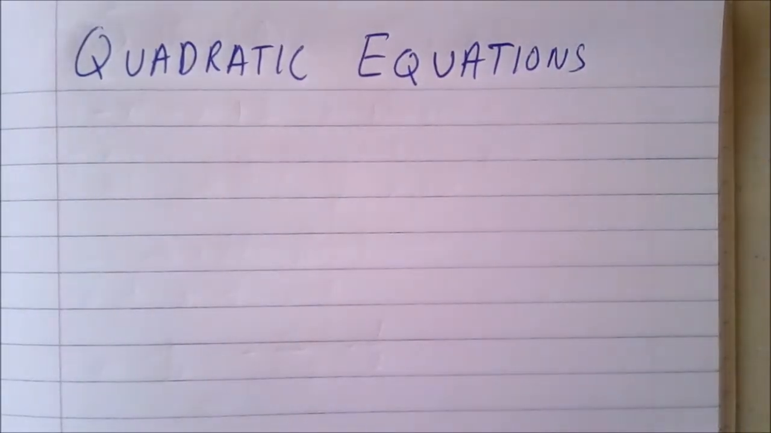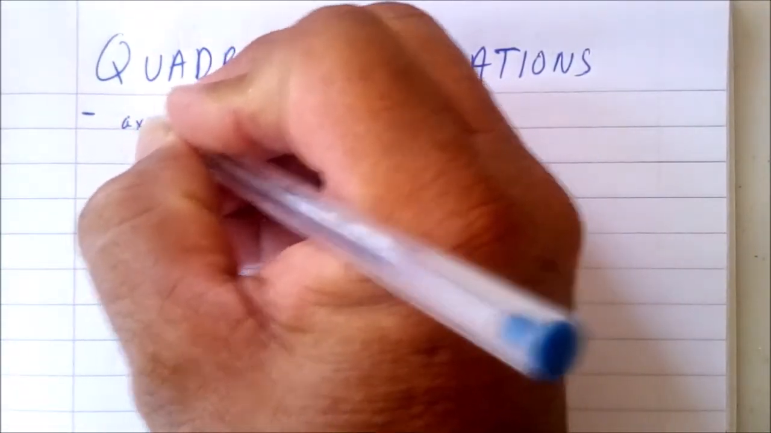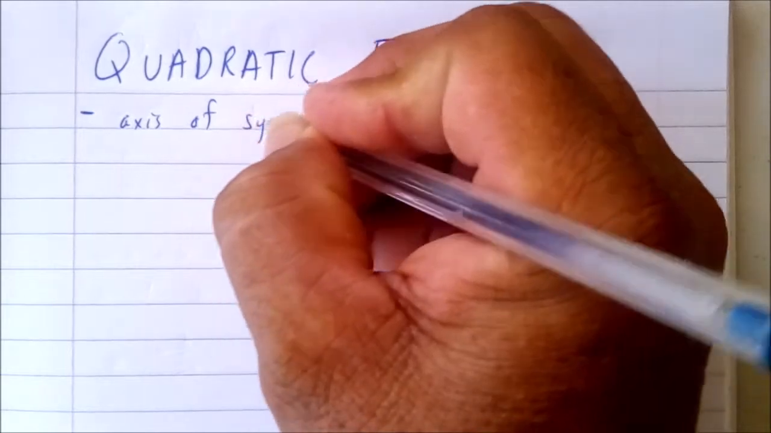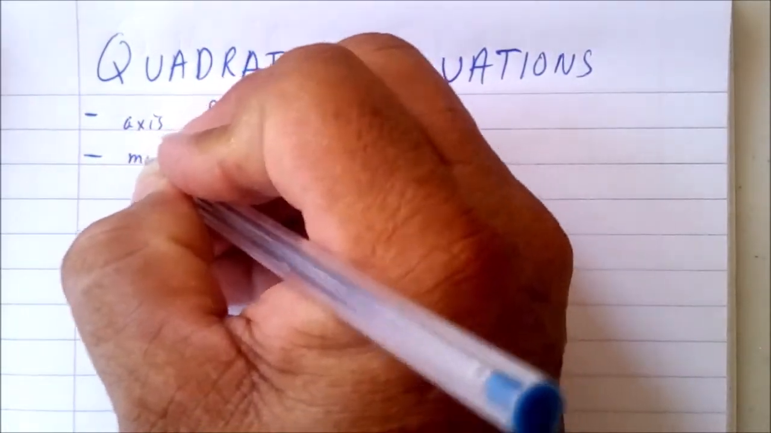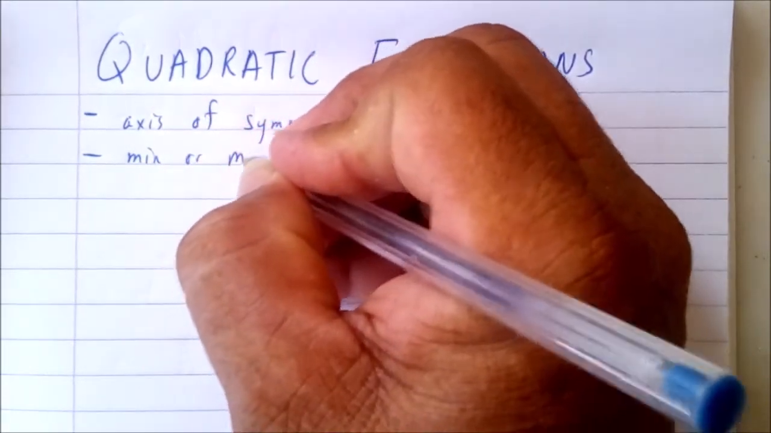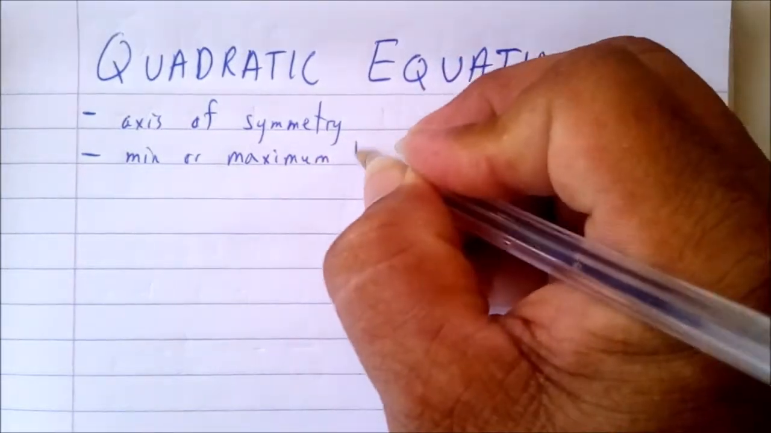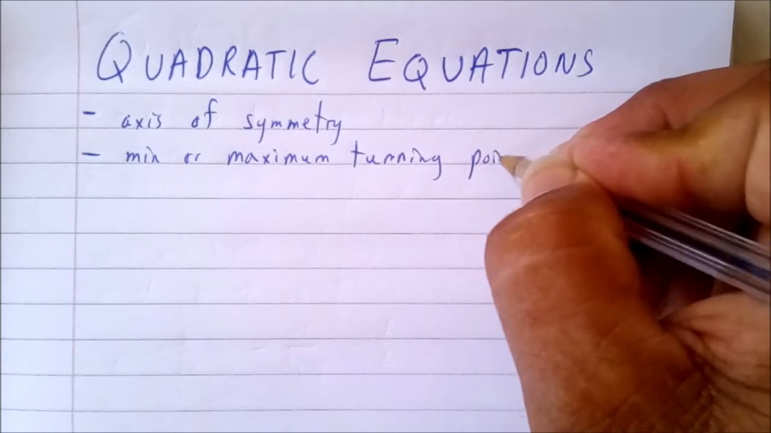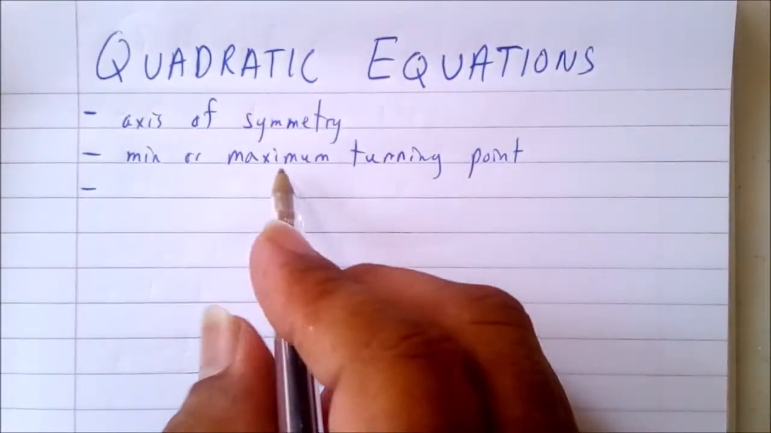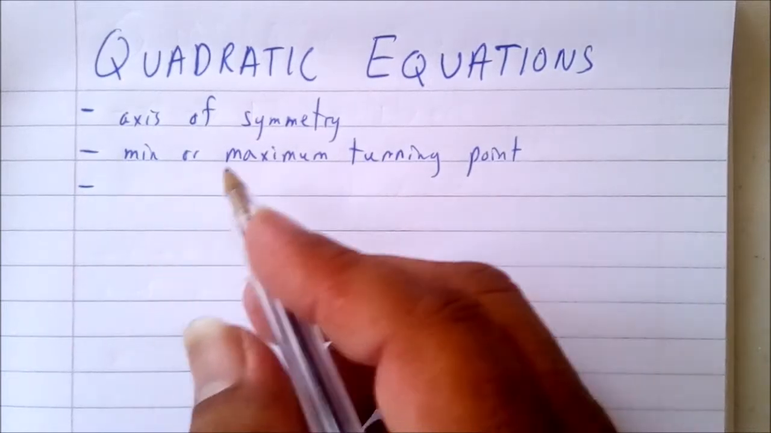Okay, quadratic equations. What we will be touching with quadratic equations is as follows. We will determine the axis of symmetry. We'll determine minimum or maximum turning points. By this, we'll determine also if the parabola of the curve is bent up or down.